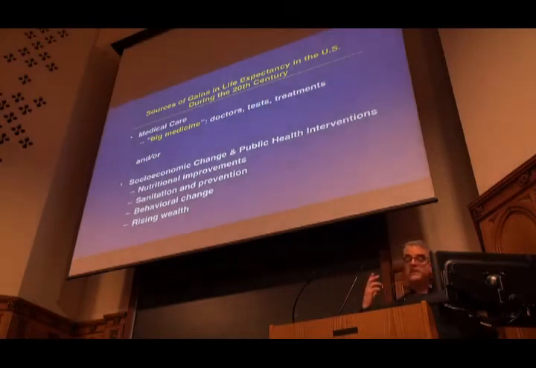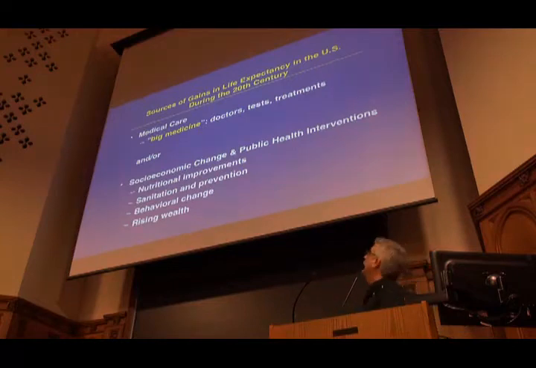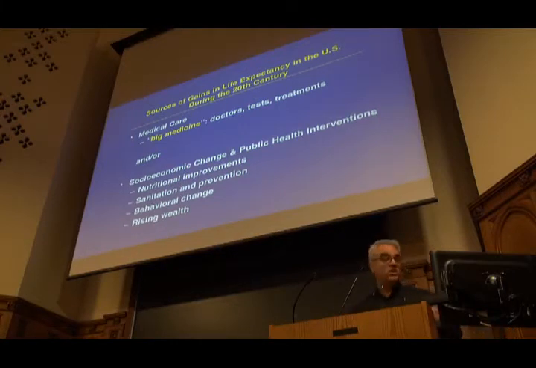So thus, the sources of gains in life expectancy during the 20th century can be divided into two broad categories. At the top, we have medical care, or big medicine. Doctors, tests, treatments, the sort of things most of you are already familiar with even before you started taking this class. And the second category of things are socioeconomic change and public health interventions. And this includes things like nutritional improvements, sanitation and prevention improvements, behavioral changes in the population, and rising wealth or change in the wealth of the society.